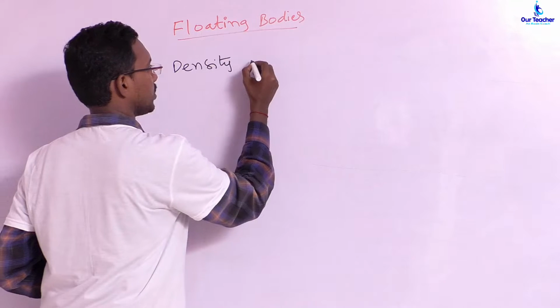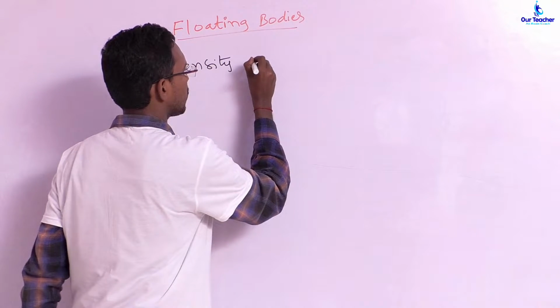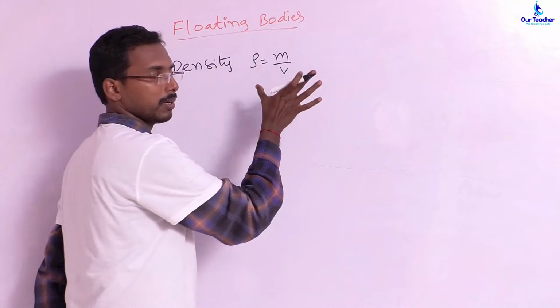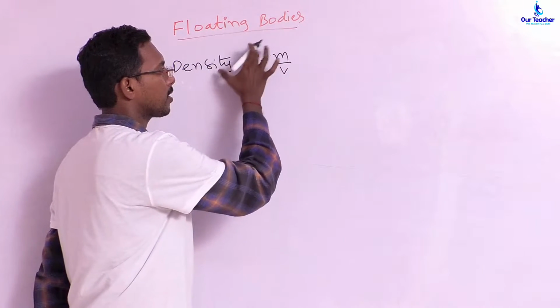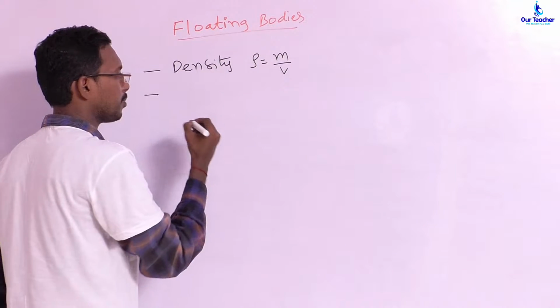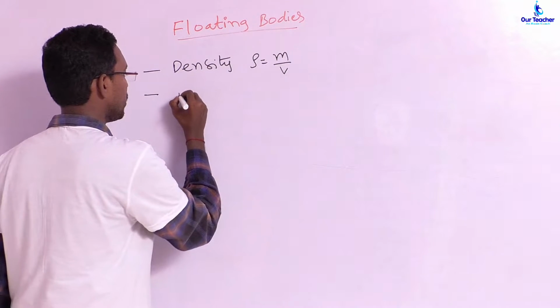Density is represented by a symbol known as rho, a Greek symbol, mass by volume. So this is the fundamental formula that we will come across in the topics related to this formula. Later we will discuss what is meant by relative density.